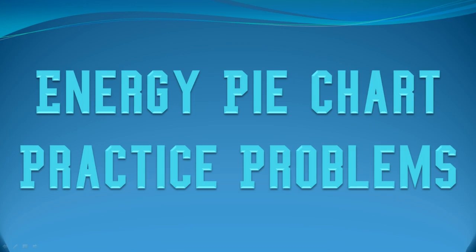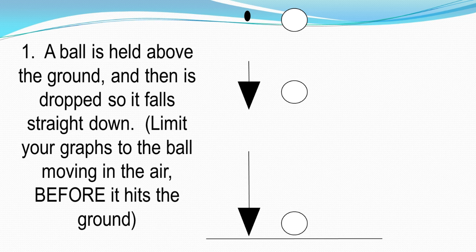Let's check over our answers for the energy pie chart practice problems. A ball is held above the ground, and then it's dropped so it falls straight down. We're looking at before it hits the ground only. At the beginning of the motion, the ball is held above the ground. It's not moving, it's just off the ground, which makes me think gravitational.